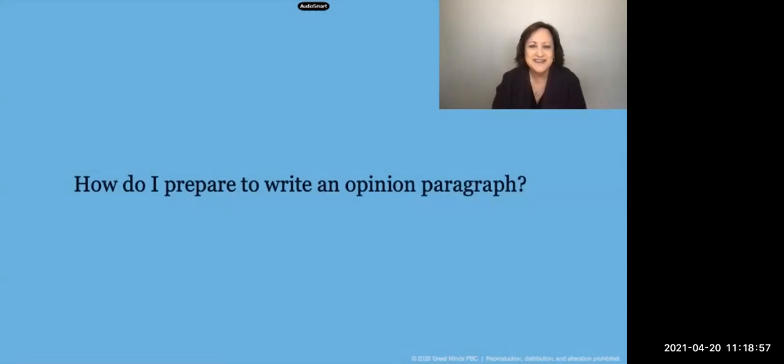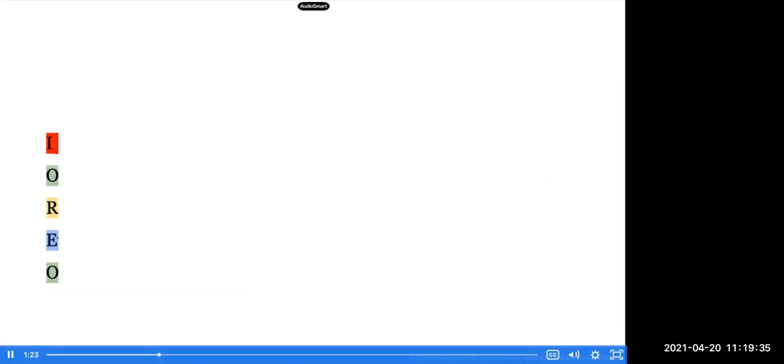Let's read this question together. How do I prepare to write an opinion paragraph? An important step in preparing to write an opinion paragraph is to take time to remember what the parts of an opinion paragraph are. Here's a challenge, my friends. I'm showing you the first letter for each part of the opinion paragraph. I'd like you to pause here to name each part as you touch each letter. And just hit play when you're ready to review the parts of the opinion paragraph together.